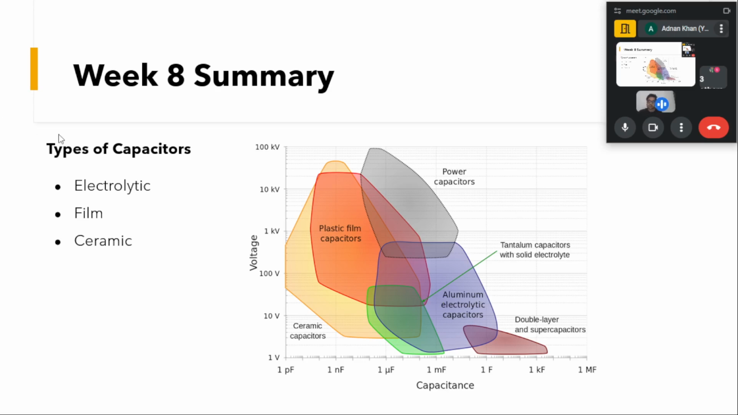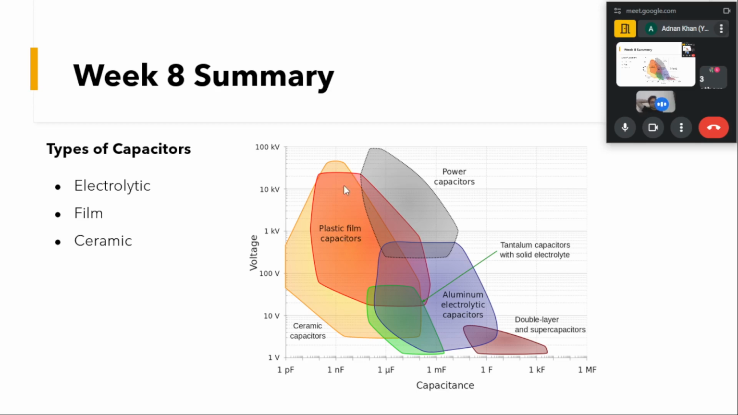Then there are film capacitors. Usually these film capacitors have a value lower than that of the electrolytic capacitor, but they will be rated from 1 to tens of kilovolts. The voltage rating of these capacitors is very high. And if you can see here in the graph, these power capacitors and film capacitors come under this range.